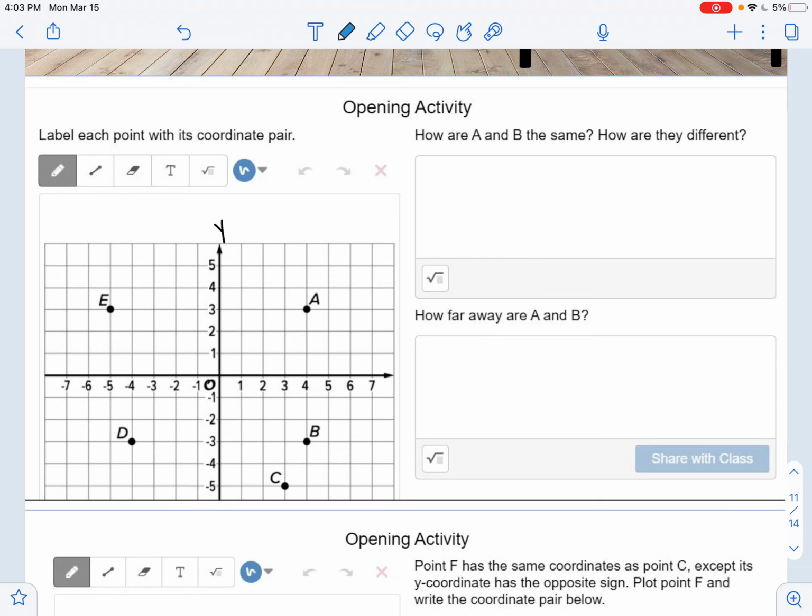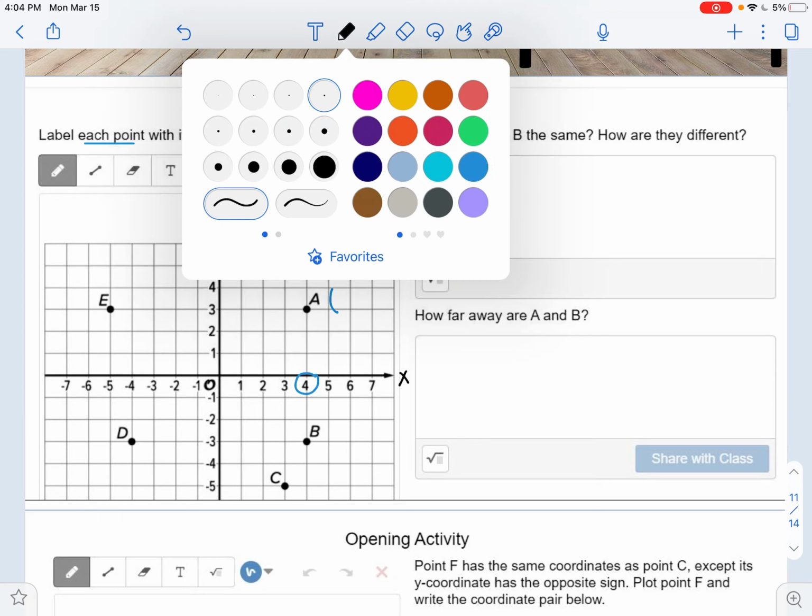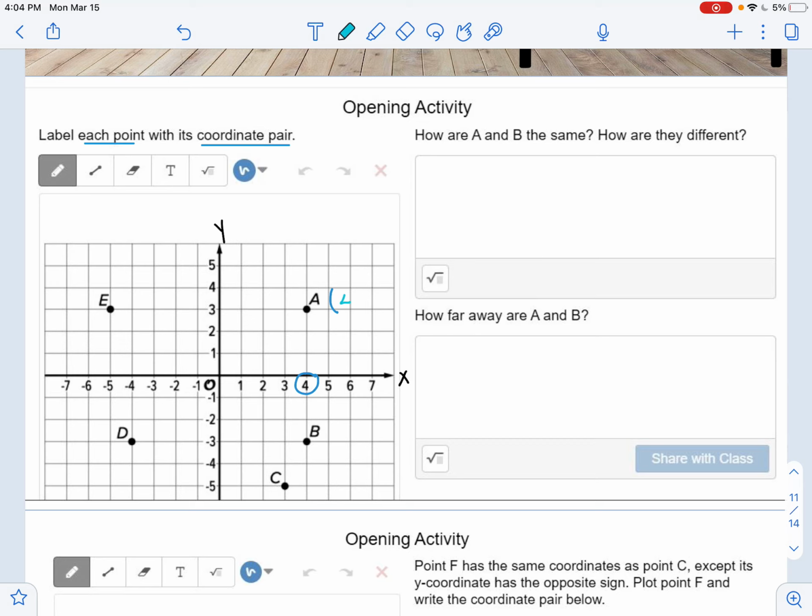So the first part of these directions say label each point with its coordinate pair. Now, I'm not going to label all 5, but let's do a couple of them together. I know that point A is over 4 spaces. That's the x-axis. Again, it's always helpful to have those labels of the x-axis, and I already have y labeled up there. Point A is 4 spaces side to side, and 3 spaces up and down. 4, 3. That's how we identify point A. Notice that I put it in parentheses. That's just the way that we write coordinate pairs.